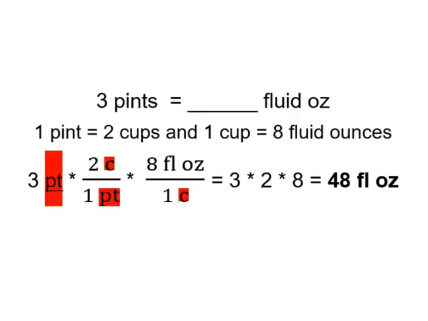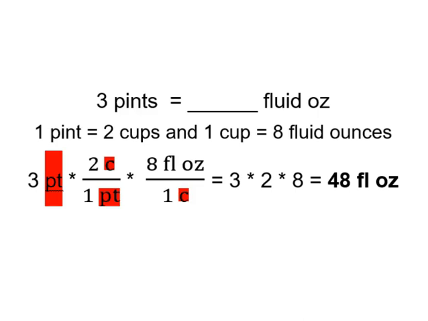Again, we have 3 pints times 2 cups over 1 pint, and also we are going to multiply 8 fluid ounces over 1 cup. We're able to cancel out our pints, and also our cups, because 3 pints is in the numerator, 1 pint is in the denominator. We cancel those out. We see that 2 cups is in the numerator, 1 cup is in the denominator.